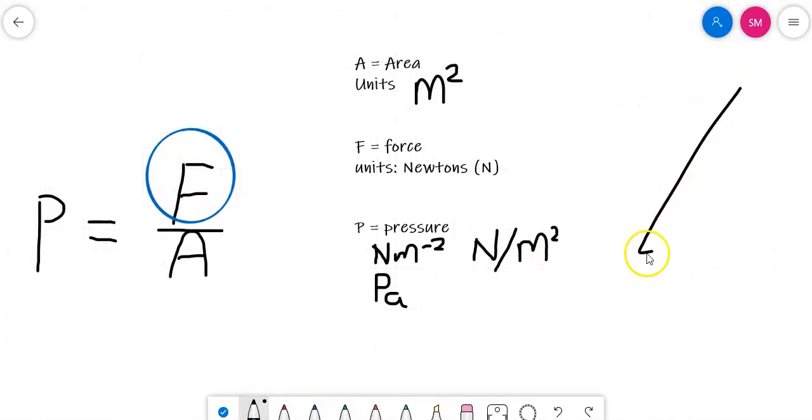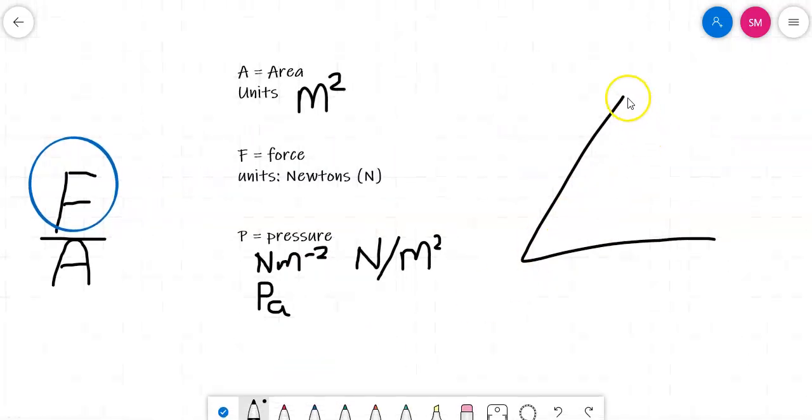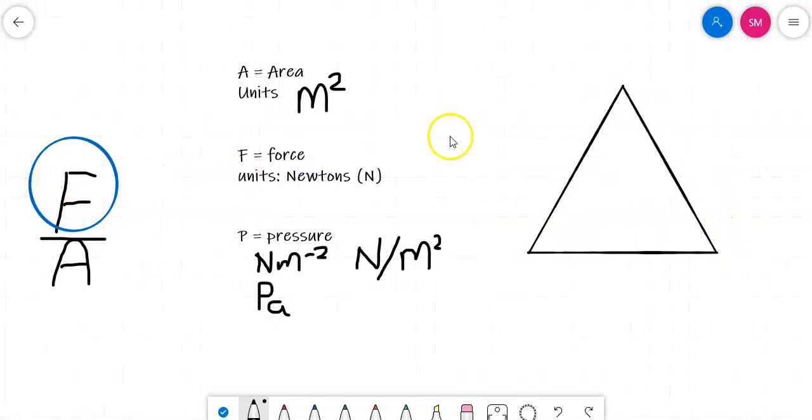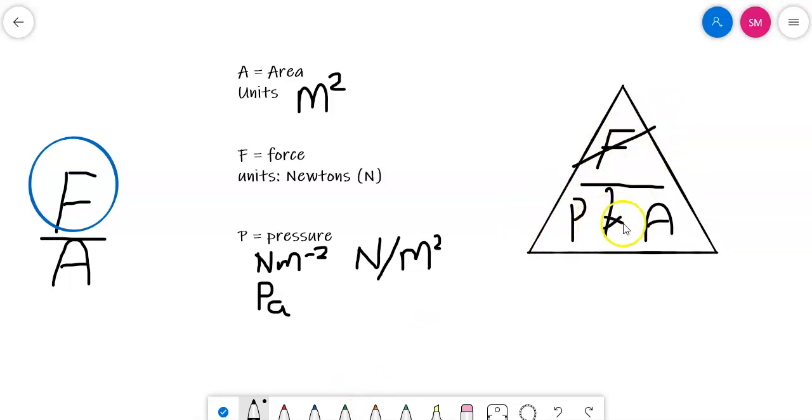So we'll draw the triangle. And we've got force on the top. And underneath that, we're going to have pressure and area. So if we're ever trying to find the force, then we would hold our finger over F, and we'll end up with P times A on the bottom. Or if we were trying to find the area, then we would hold our finger over area, and that would equal F divided by P.